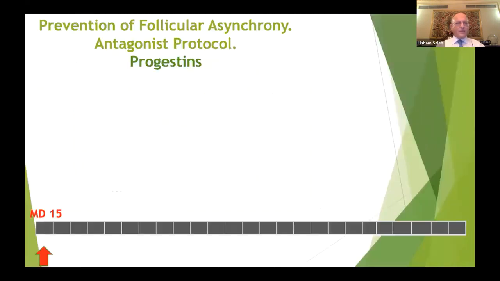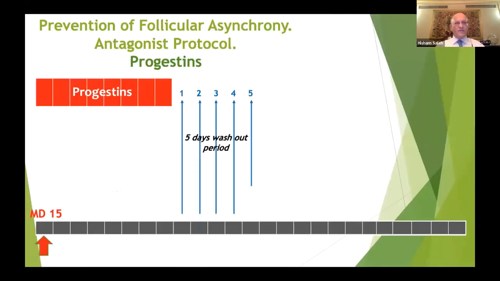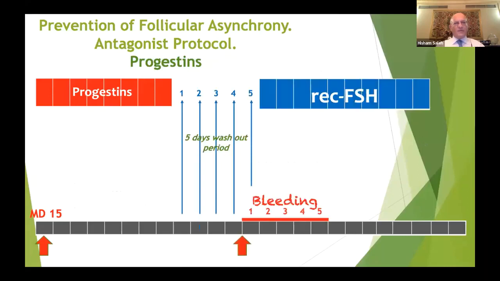And this is how the protocol goes. You start on menstrual day 15 your progestin, and then you have a washout period of 5 days, exactly as the pills, and you will have menstruation during that period, and then you start your FSH after the end of the 5 days washout. Of course, progestin can be started anytime. You can start progestin on the first menstrual day for 10 days or so, and then you stop, have a 5-day washout, and then you start your stimulation. Or you can start in the luteal phase, menstrual day 15 or 16, the way we described.